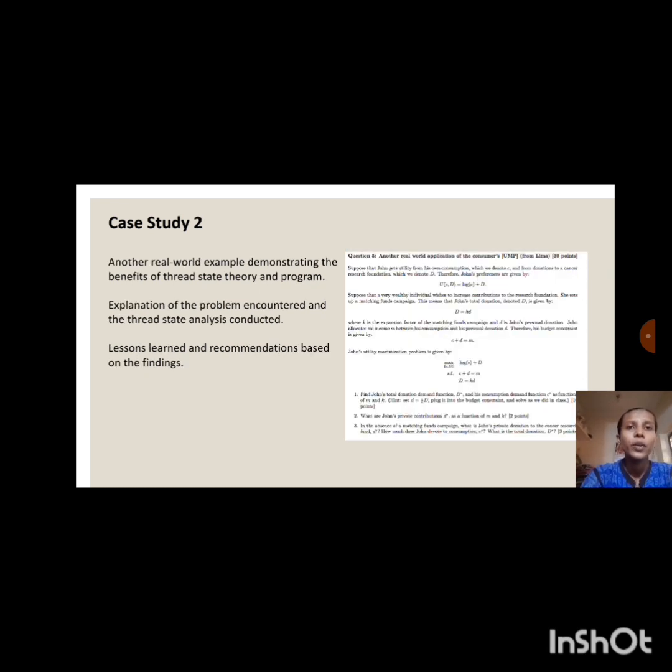Case study 2. Another real-world example demonstrating the benefit of thread state theory and program. Explanation of the problem encountered and the thread state analysis conducted. Lessons learned and recommendations based on the findings.